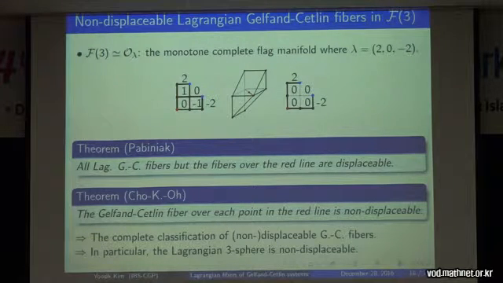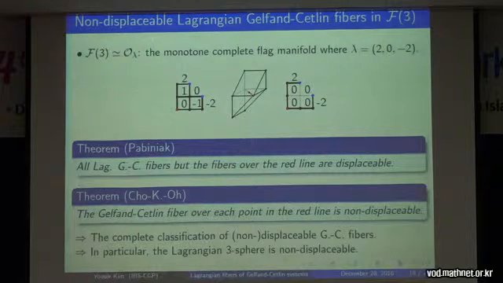I want to investigate non-displaceable Lagrangian Gelfand-Cetlin fibers in a complete flag manifold in more detail. Let's start from F(3), the coadjoint orbit O_lambda with lambda equal to (2, 0, -2). That's actually a monotone complete flag manifold. Let's look at the Gelfand-Cetlin polytope, and look at the very center of the polytope. The coordinates are here. Then look at the position where the Lagrangian 3-sphere sits over, and think about the line segment connecting them.